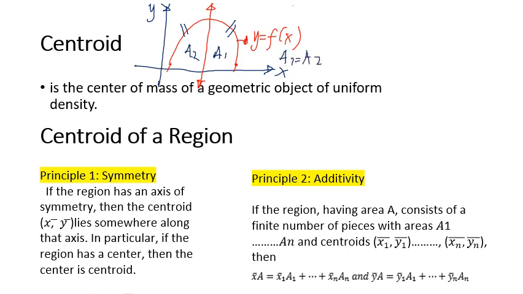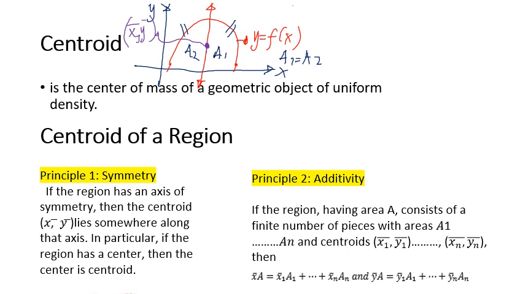To get the centroid according to the first principle, if you have an axis of symmetry, then the centroid lies on the axis, which will be found in the middle because it's the geometrical center. Therefore, this point here has coordinates x bar, y bar, which is our centroid.